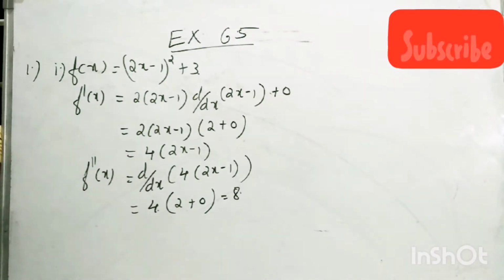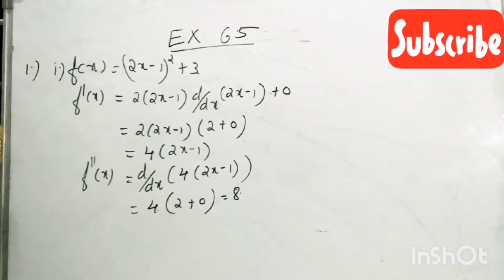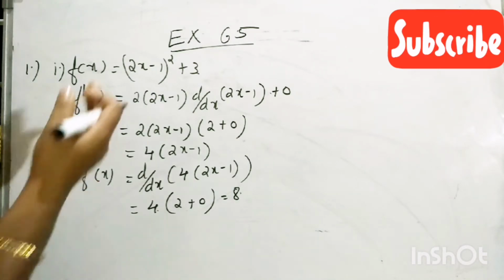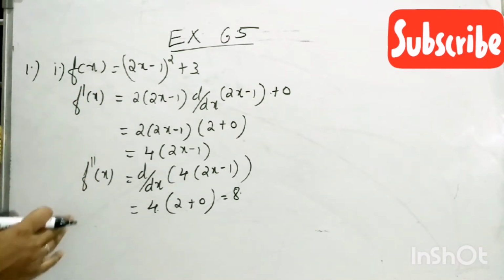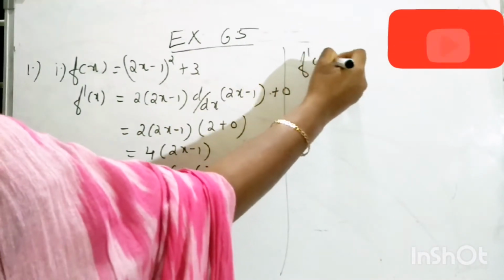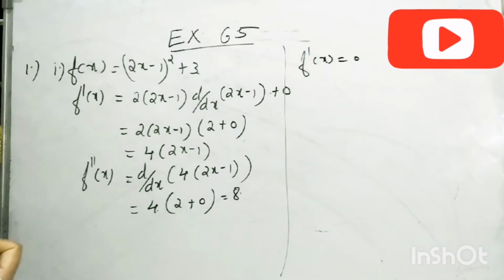Now actually to get the point of maximum and the point of minimum, we are going to use the second derivative test. So we got this f dash of x and f double dash of x.